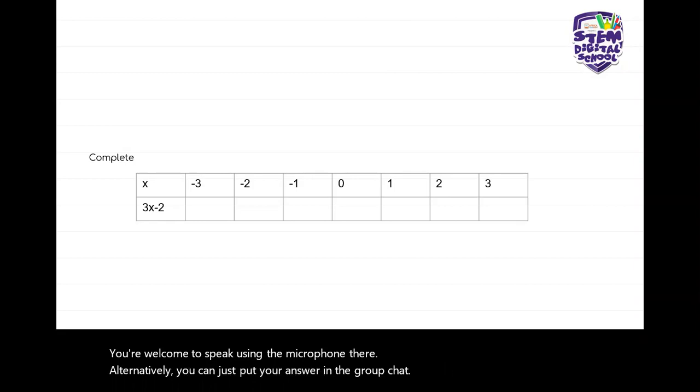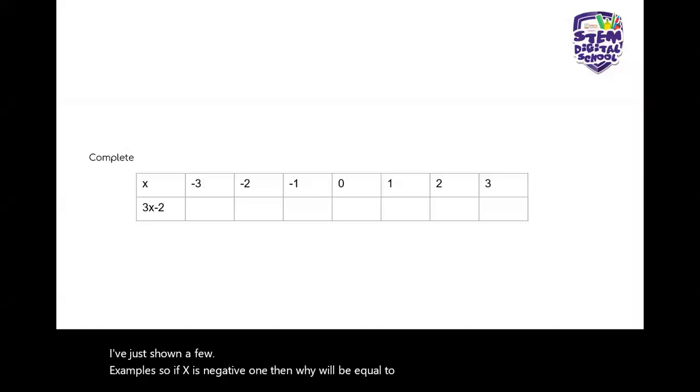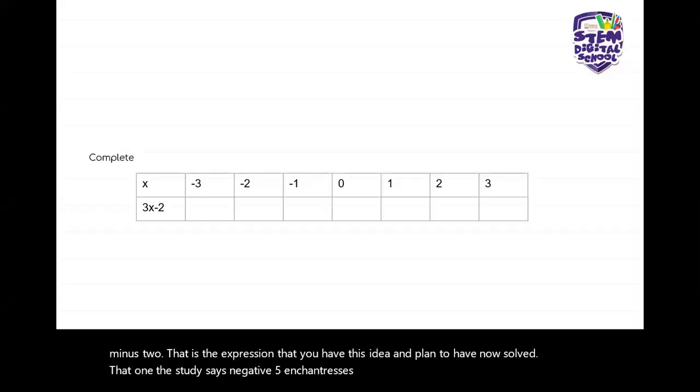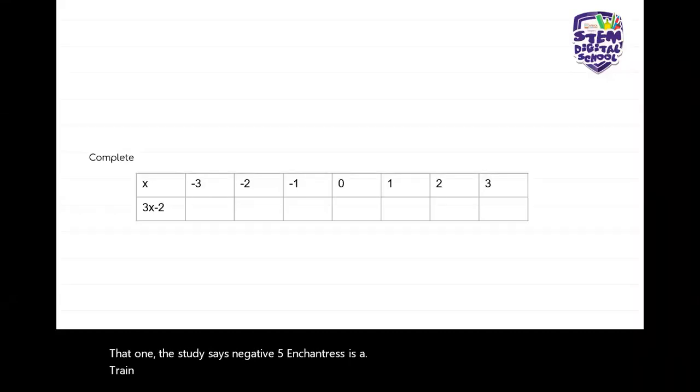I've just shown you a few examples. So if x is -1, then y will be equal to, remember, y is equal to 3x minus 2. That is the expression that we have. Lesedi and Tlantla have now solved that one. Lesedi says -5, and Tlantla says 3 times -1 and then minus 2. Great. Yes, so you will put 3 open bracket minus 1. And then you subtract 2.